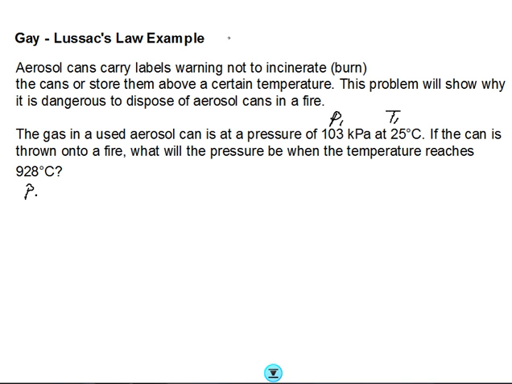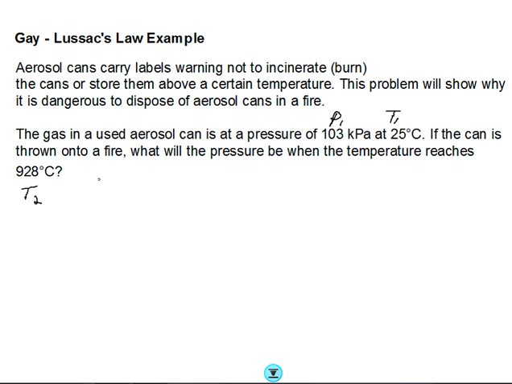All right, the gas in a used aerosol can, that sounds odd, is at a pressure of 103 kilopascals at 25 degrees Celsius. That's pretty much room temperature. It's close to standard temperature and pressure, but it's room temperature and pressure. All right, if the can is thrown onto a fire, what will the pressure be when the temperature reaches 928 K?